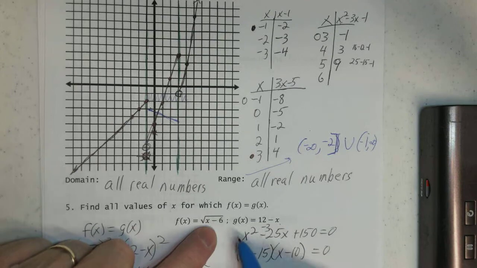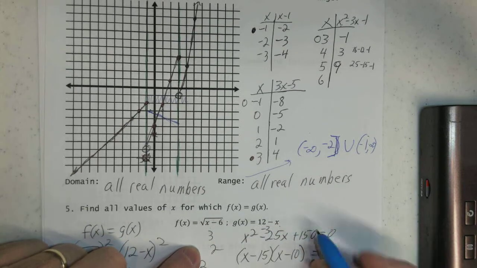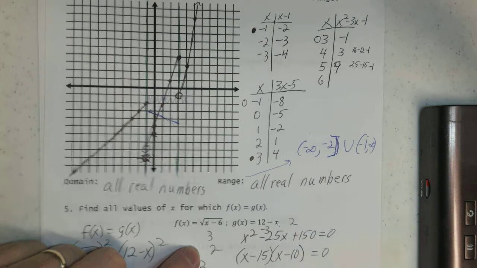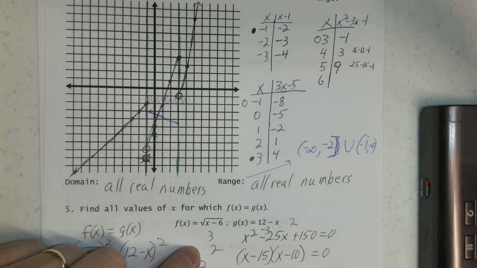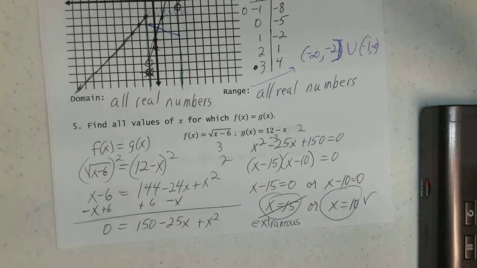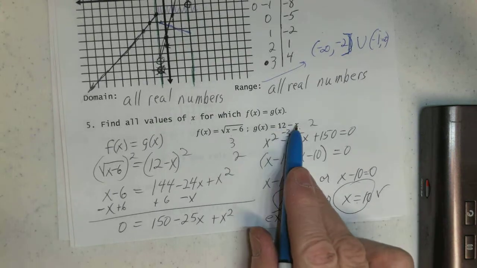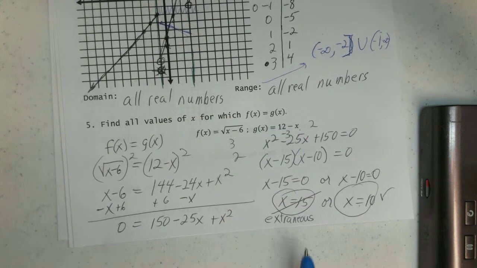Alright, let's try this one. 10 minus 6 is 4. Square root of 4 is 2. 12 minus 10 is 2. Let's keep that one. There's one solution there. Alright, don't know if you saw that, but 15 is extraneous. If you plug that in, you get negative 3 here. You get positive 3 here.